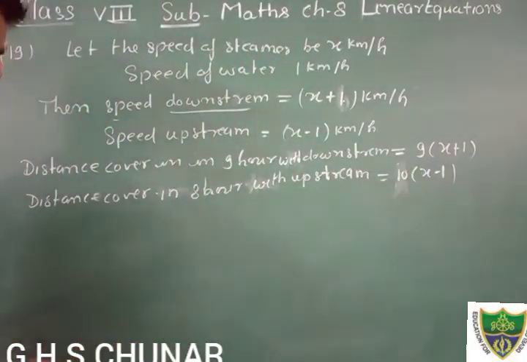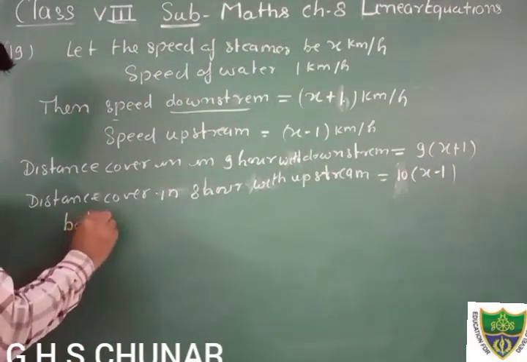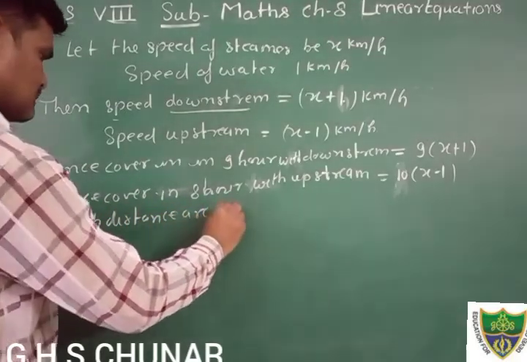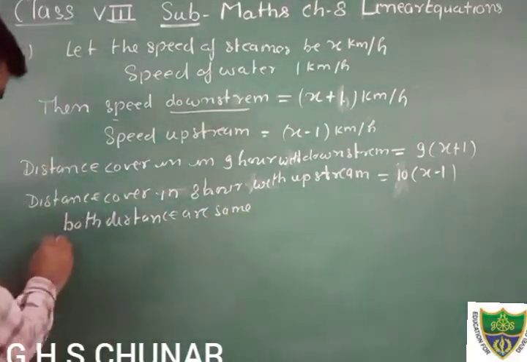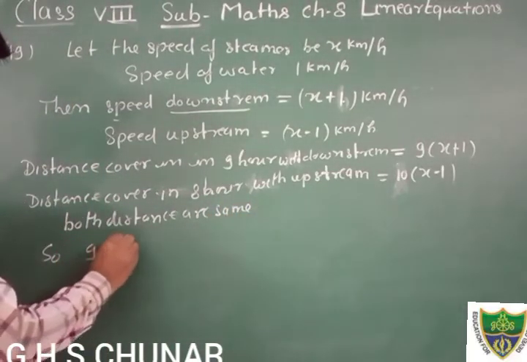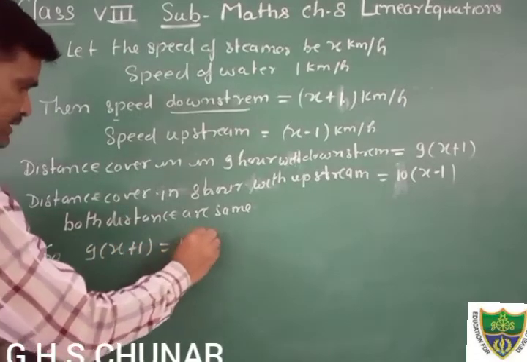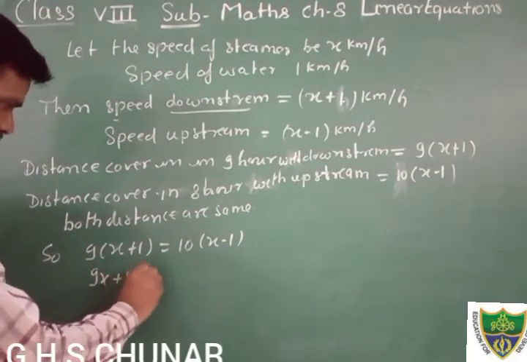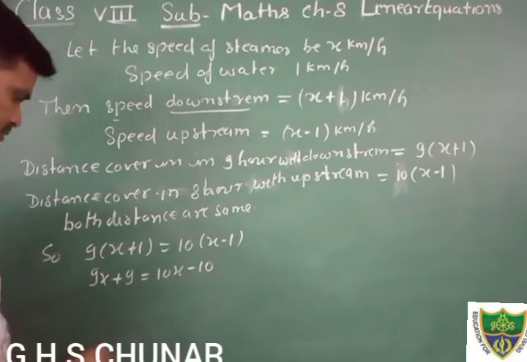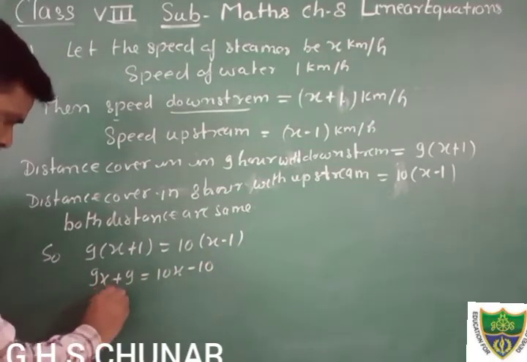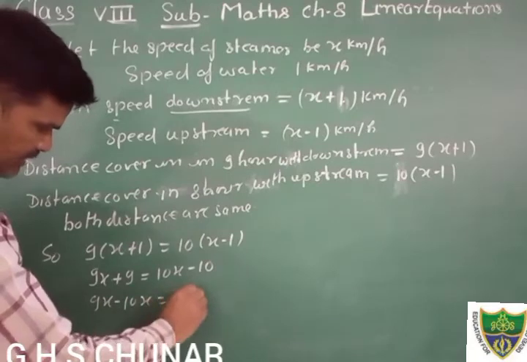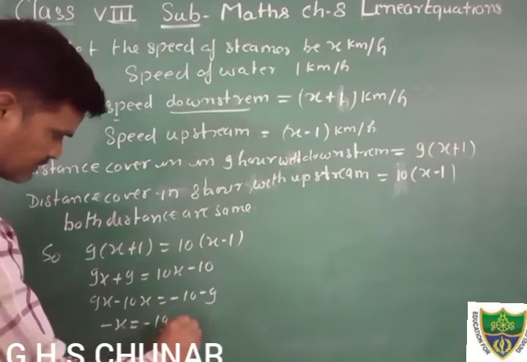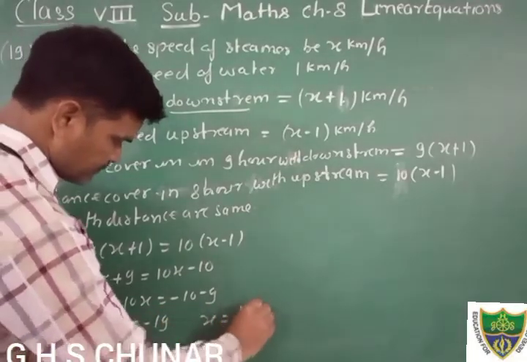Now both distances are same. So 9(x + 1) is equal to 10(x − 1). That is 9x plus 9 is equal to 10x minus 10. When you solve it, that is 9x minus 10x, that is minus 10 minus 9. This implies minus x is equal to minus 19. Then x is equal to 19.